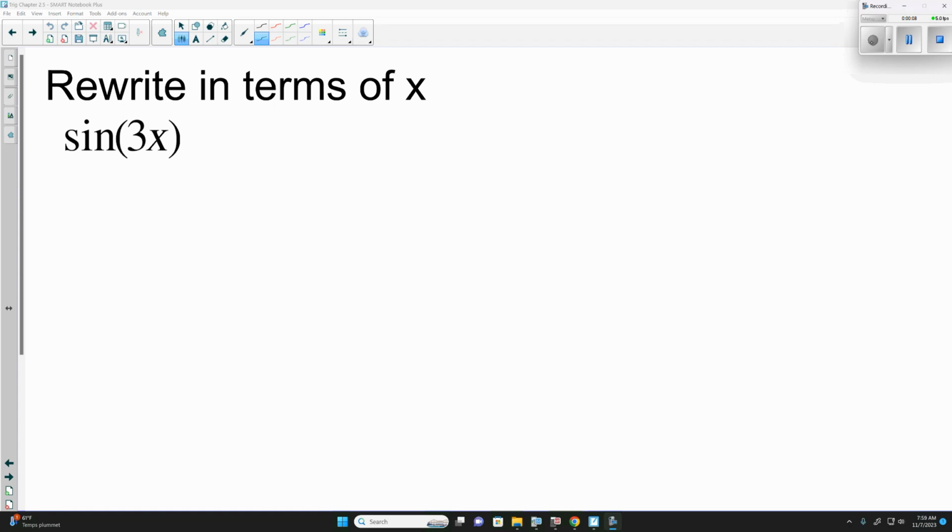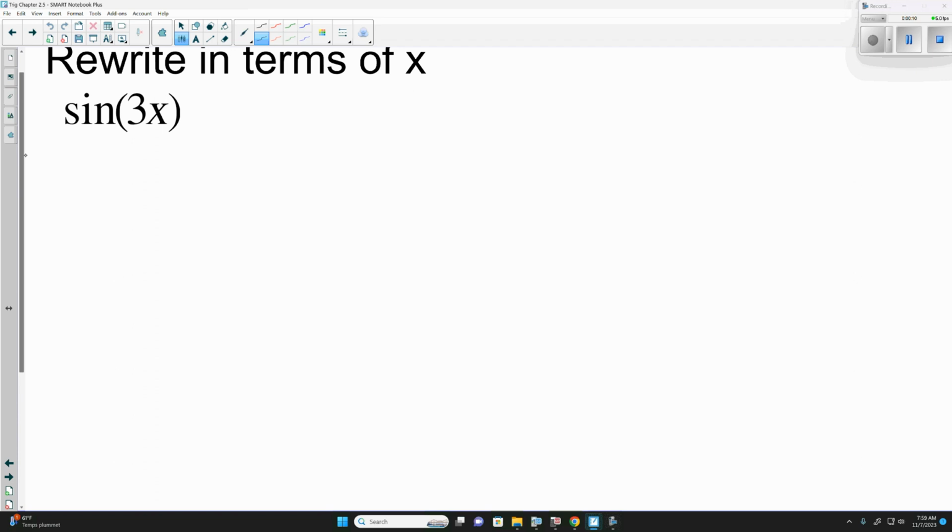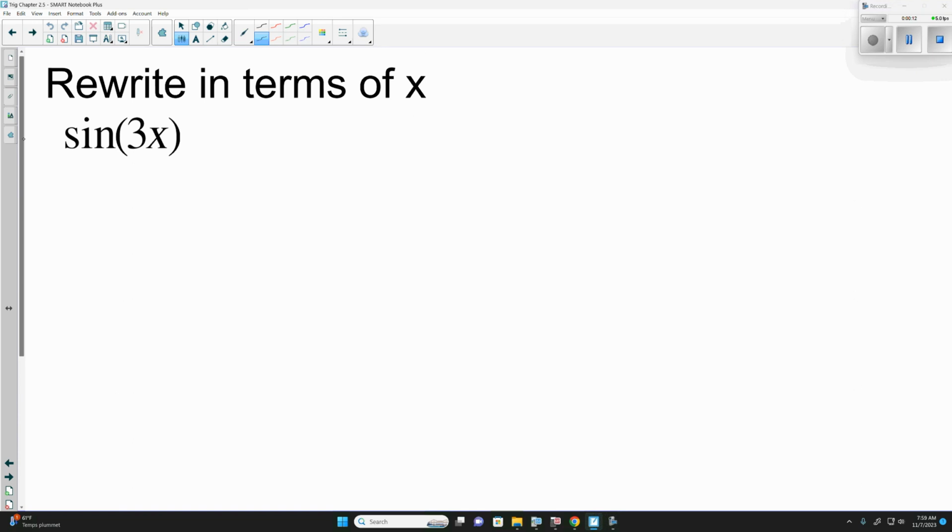So where we're picking up is this here. What we want to do for these is rewrite in terms of x. So we want to rewrite it in terms of a single x, not 3x. And we can do that using some of our sum or difference properties. And for the most part, we're going to be using sum properties because we don't want to write it as a difference, because a difference is just going to make it bigger and give us a negative x.